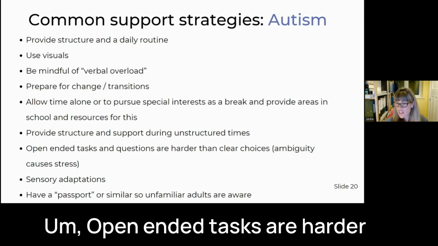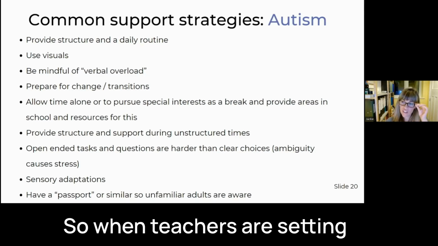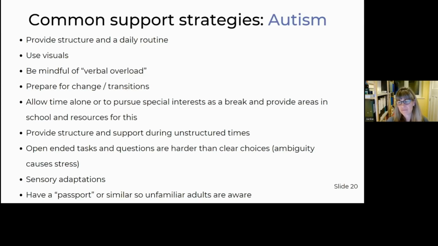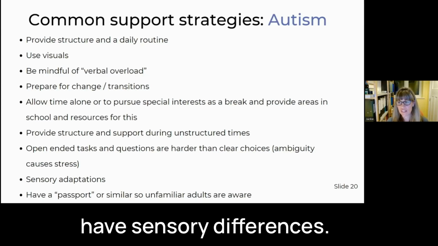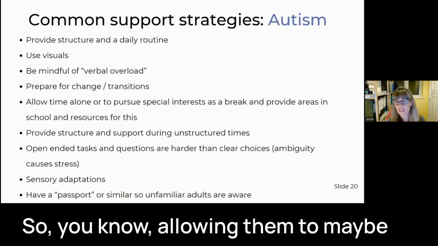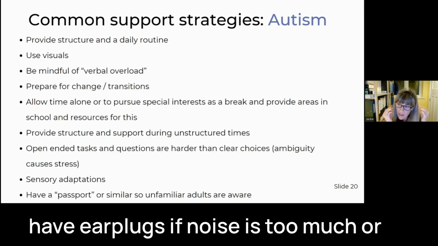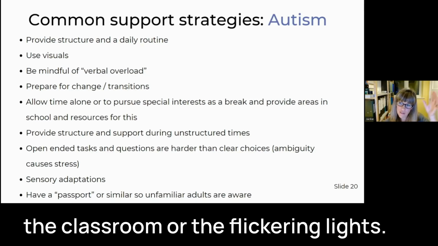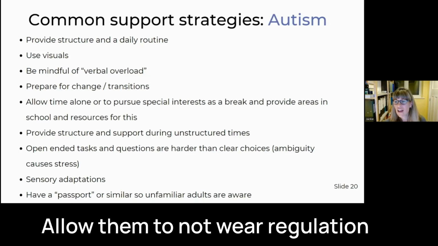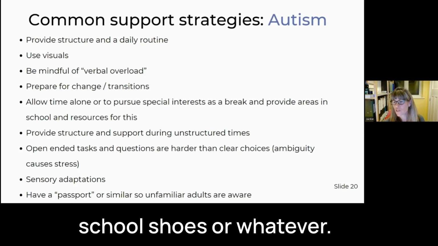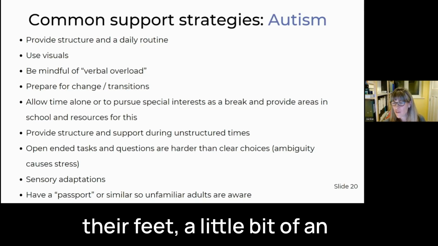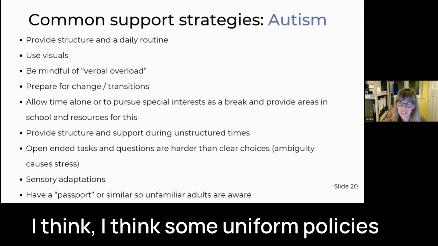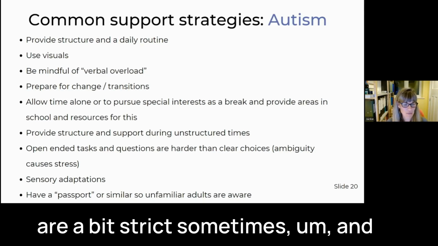Open-ended tasks are harder because they're more ambiguous. So when teachers are setting tasks, they should make sure instructions are really explicit. Lots of children with autism have sensory differences. So allowing them to have earplugs if noise is too much, or sit away from the noisy part of the classroom or the flickering lights. Allow them to not wear regulation school shoes. If those school shoes hurt their feet, a little bit of an adaptation in the uniform policy is not a big adjustment, I think. Some uniform policies are a bit strict sometimes.